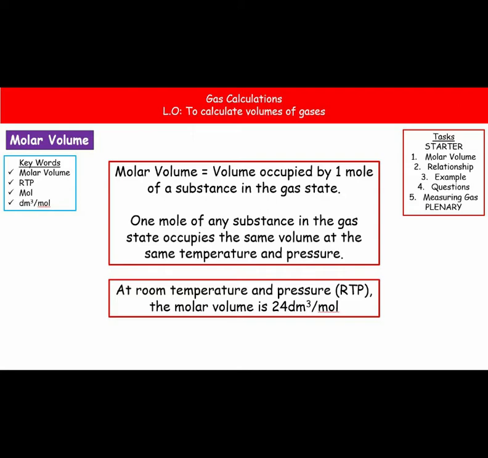The way we usually refer to this is at something called room temperature and pressure, or RTP. So wherever you see RTP, that just means at room temperature and pressure. And what we find is the molar volume of any substance at room temperature and pressure is 24 decimetres cubed per mole. Okay, so make sure you've got those 3 points written down. I'll just give you another minute to get those in your books.